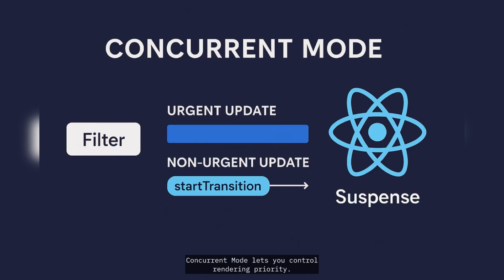Concurrent mode lets you control rendering priority. Use startTransition to defer non-urgent updates, like list filtering or search. Pair it with suspense for a flicker-free experience. Keep critical UI snappy and let background tasks update smoothly.